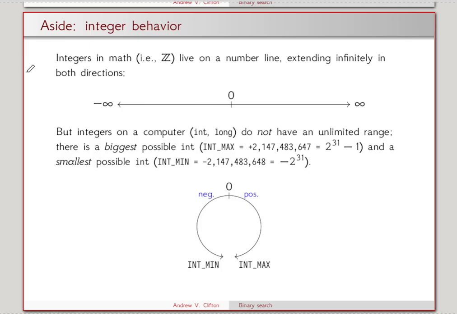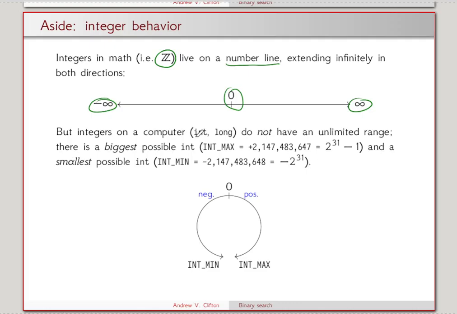So integers in math, right? Whole numbers, which in math you represent with this fancy-looking Z for all the integers. They live on a number line, and it extends infinitely in both directions. It extends out to negative infinity in one direction and positive infinity in the other, and 0 is in the middle there, right?